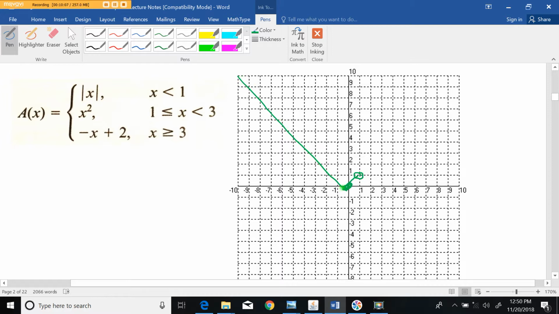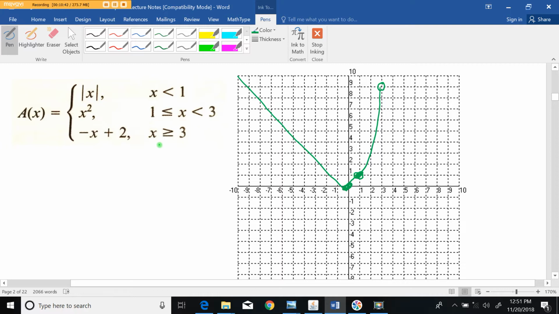So, from 1 to 3, the function is y equals x squared. Now y equals x squared is parabolic. It does something like this. It goes through 1, 1. I guess that's that point right there. It goes through 3, 9. I'm going to put an open circle on that because we're not including 3, and it's parabolic in nature, so it has some curvature to it.